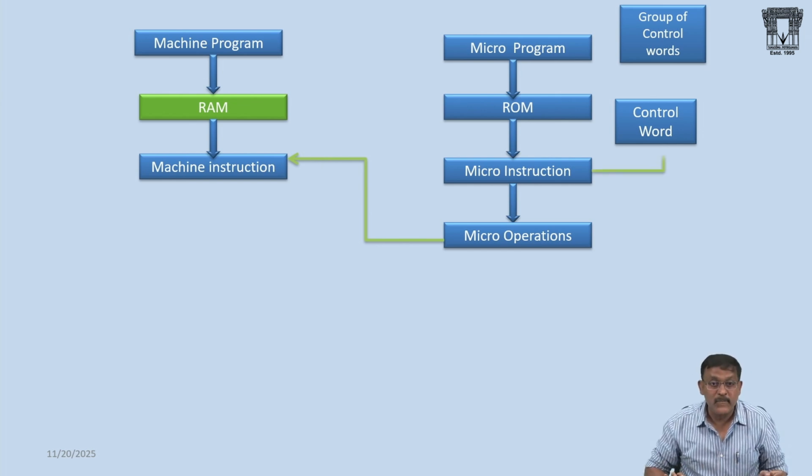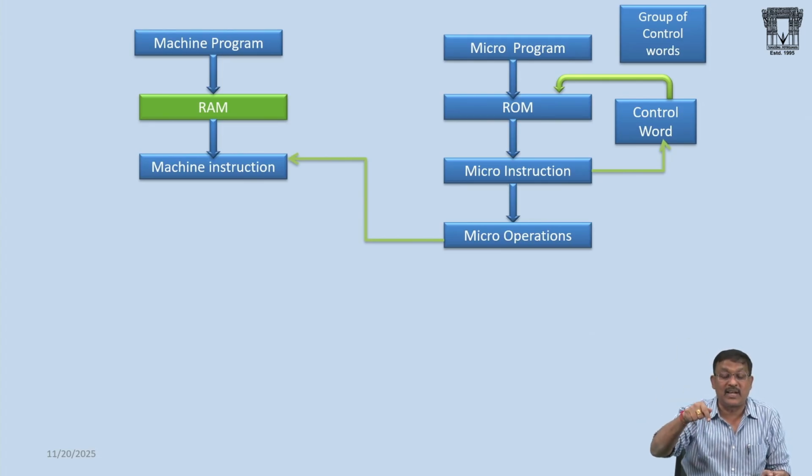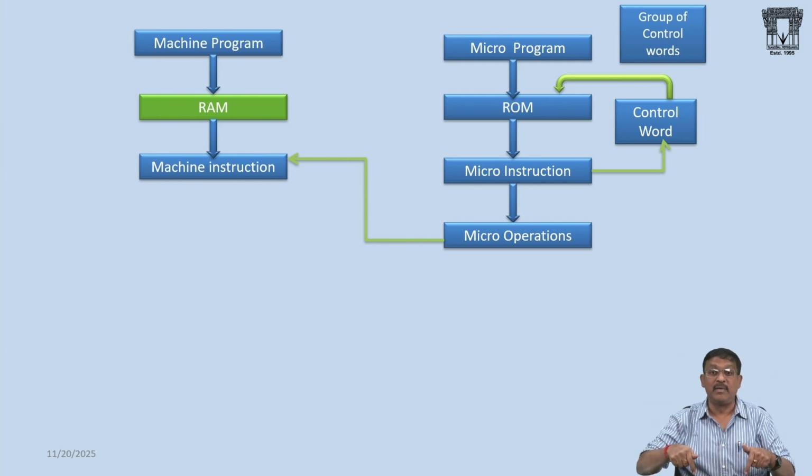Look at this. Micro instructions are stored in the form of a control word, which you are storing into the ROM location. This control word is stored into the ROM locations. If you access the ROM location, you will get a micro instruction. The micro instruction will generate micro operations. Those micro operations are required for execution of the machine instruction. Identify the sequence.